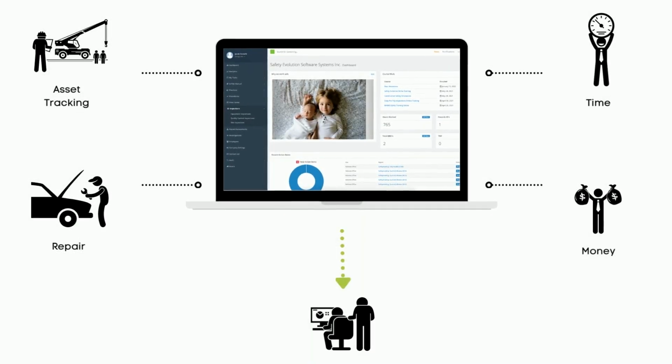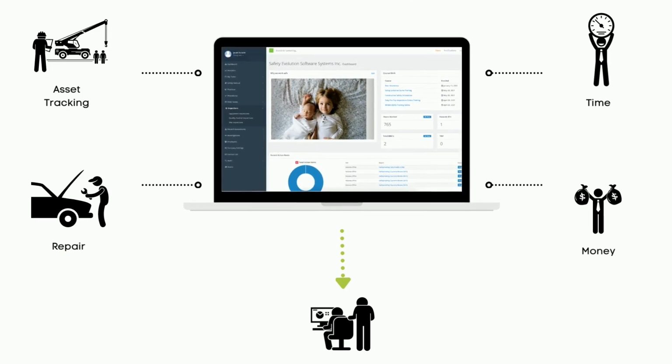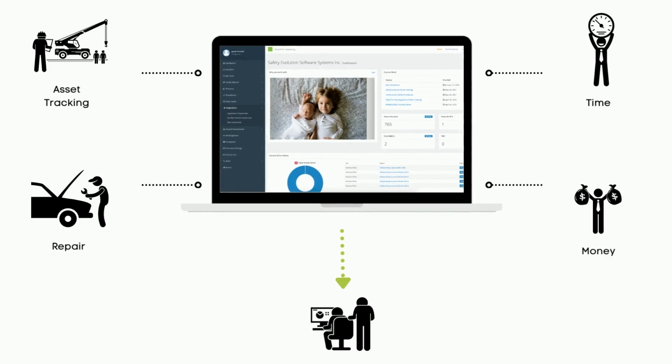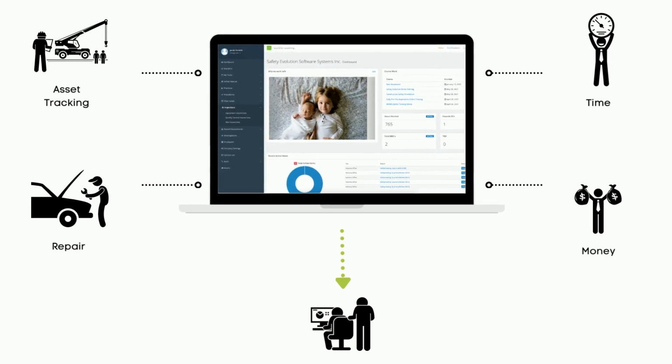Safety Evolution helps decrease downtime by up to 95% by providing the tools that you need to easily manage your assets and avoid the chances of surprise repairs that will cost you and your company both time and money.